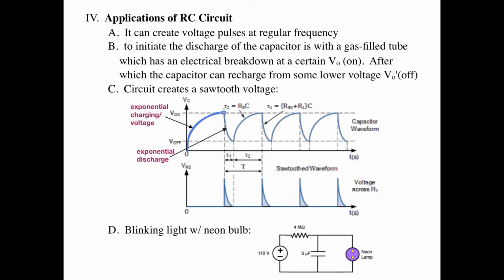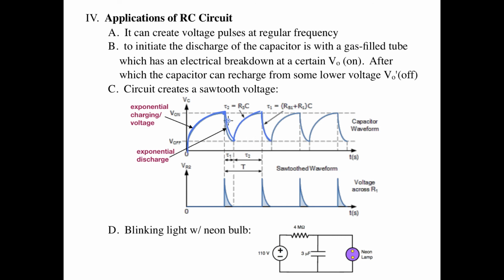Then all of a sudden it hits this peak, and this peak is where there's a breakdown, and right here it's like the battery has basically been disconnected, and our capacitor discharges. And at this low value, the gas-filled tube again functions, and then it can recharge. So we get this charging and discharging of a capacitor, and it creates this sawtooth shape that these RC circuits are famous for.